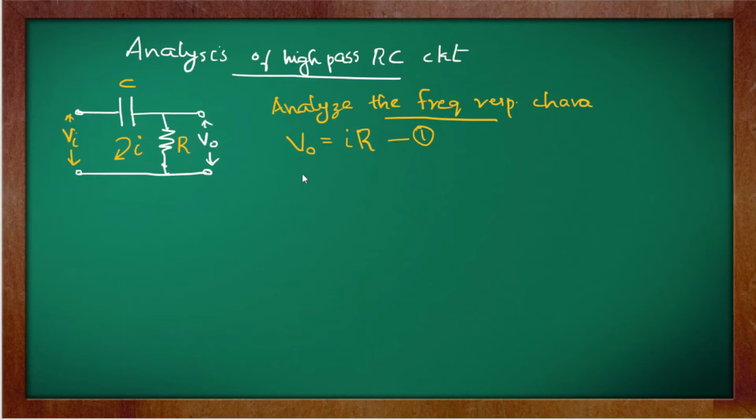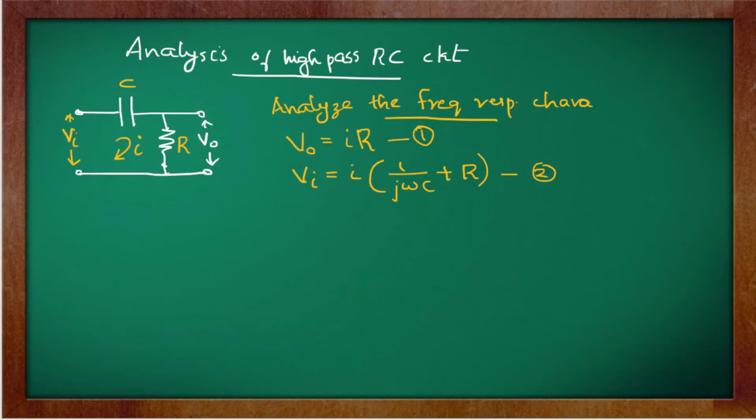Similarly, what is Vi? Vi is the drop across the capacitor plus the drop across the resistor, based on KVL. That is I into the impedance of the capacitor, which is 1 by j omega C, plus the resistance value R. So Vi is equal to I into (1 by j omega C plus R). That is equation number 2.